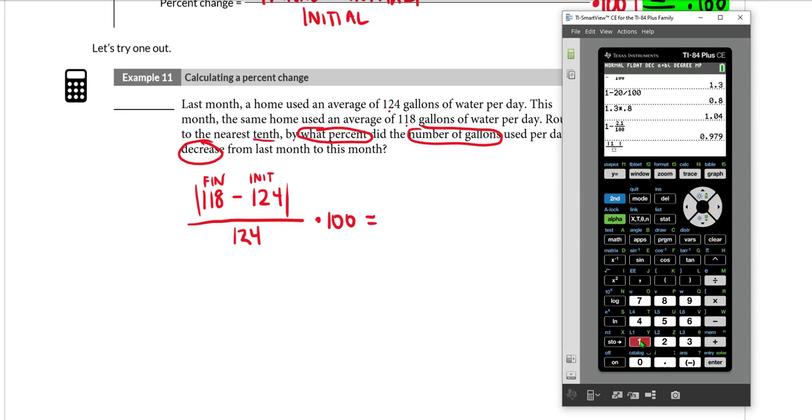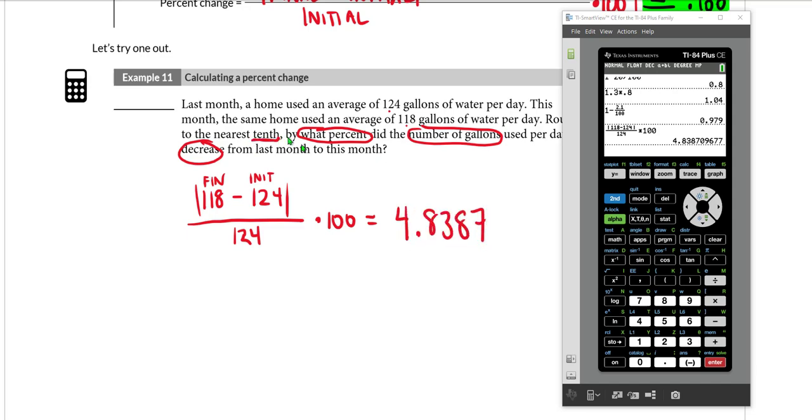So now what I'm going to do is 118 minus 124, over 124. Do I want to just throw in the times 100? Yes, I do. Times 100, and I hit enter. So my percent change is going to be 4.8387. They do tell me to round to the nearest tenth. Rounding to the nearest tenth, that 8 is the tenths digit. There is a 3 here, so I just stay at 4.8. So I know that the percent decrease from 124 to 118 is 4.8%. I have decreased my water usage by 4.8%.